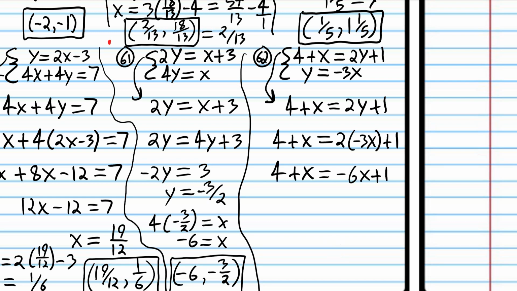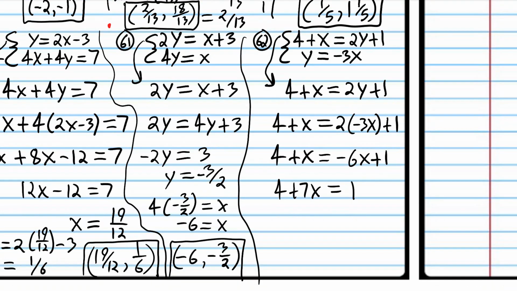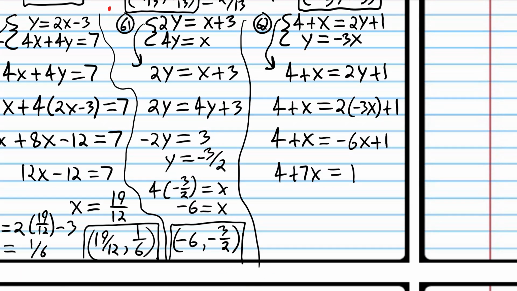Now we have variables on both sides, so we have to get them all on the same side. Add 6x to both sides, and we get 4 plus 7x. And subtract 4 from both sides, and we get, well, we can just, that's a two-step equation. We can just do 2 steps at once. So we get negative 3/7.